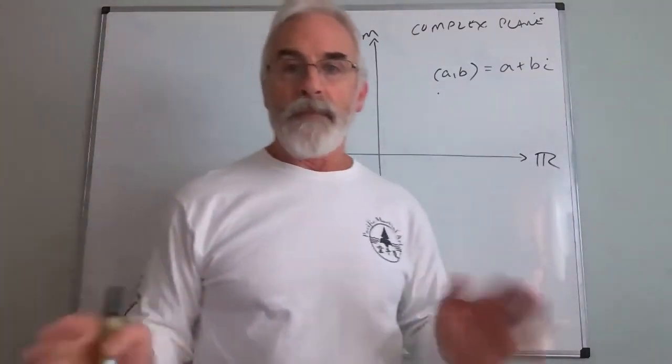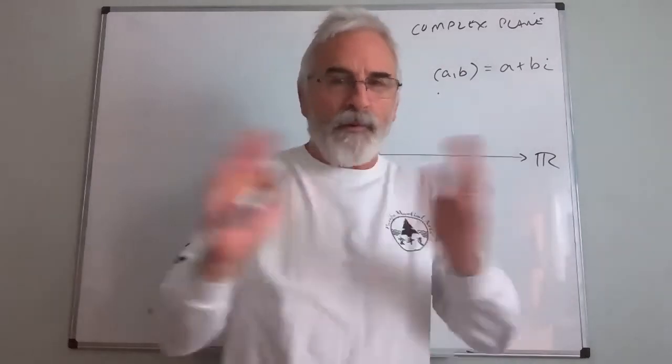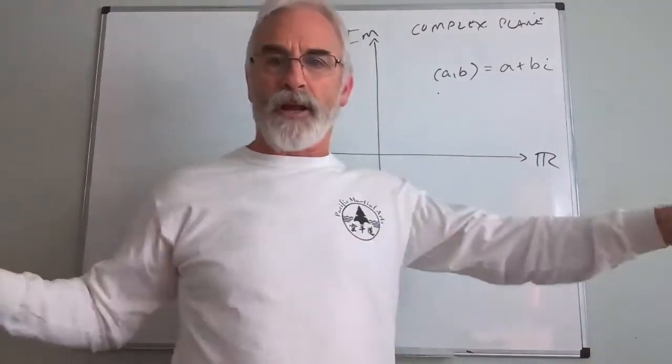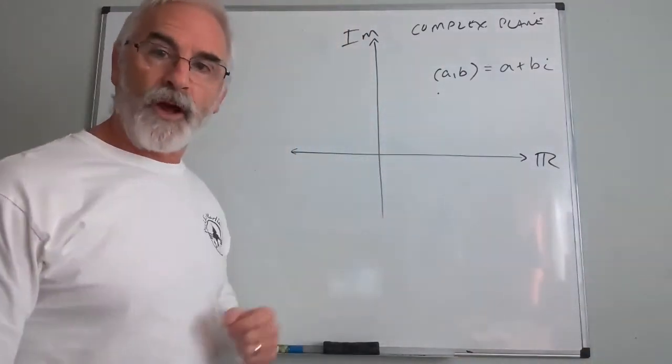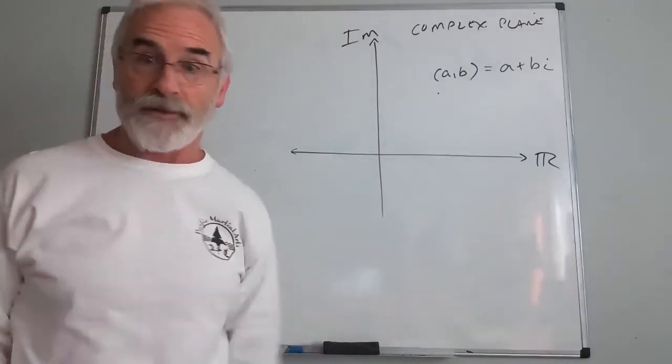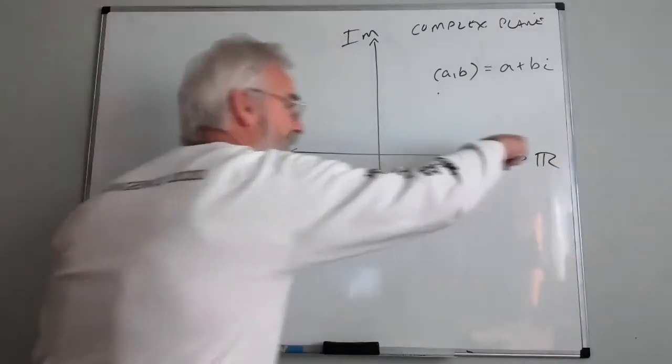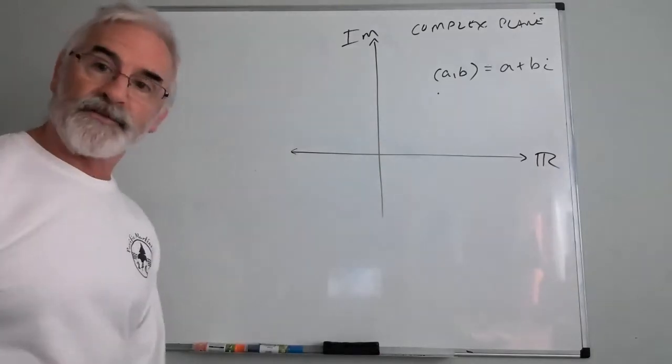Therefore, in math, we talk about the real number line. Everybody remembers that from baby algebra, the real number line. Well, the horizontal axis on the complex number plane is the real number line. Everything on this has a y coordinate or a second coordinate of 0.